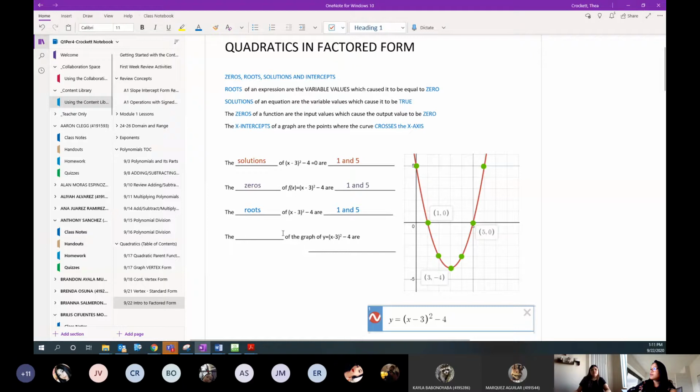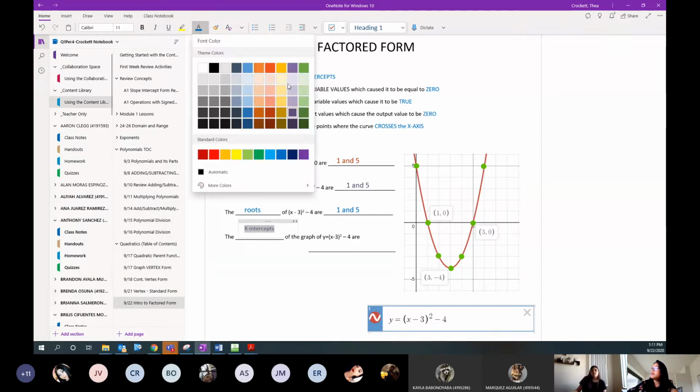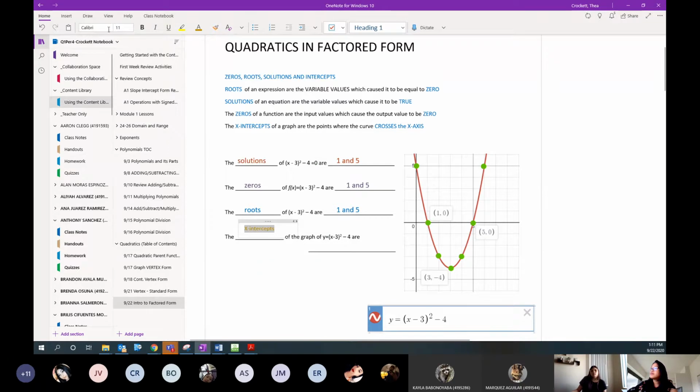All right, and the last one, it's still the same graph, but now we're talking about the graph, so now we call it x-intercept. The fourth and final word that means the same thing.